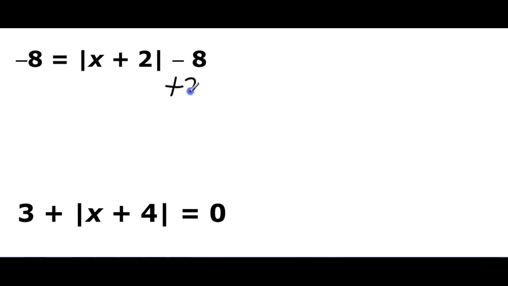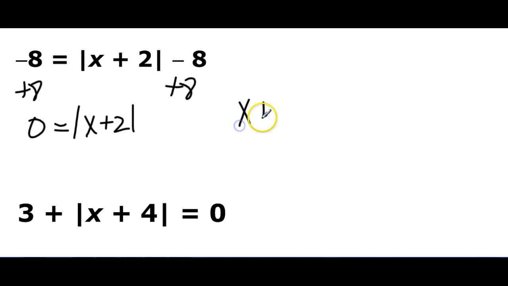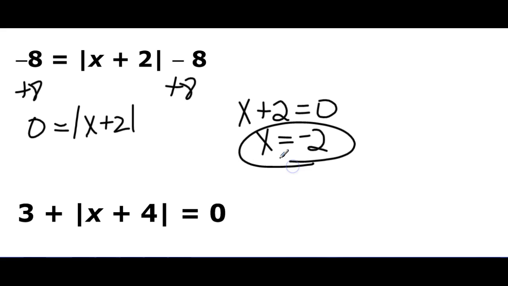Here I'm going to start by adding 8 to both sides. So I get 0 is equal to the absolute value of x plus 2. I know right away I only have to set up one equation. X plus 2 is equal to 0. So x has to equal negative 2, one answer.